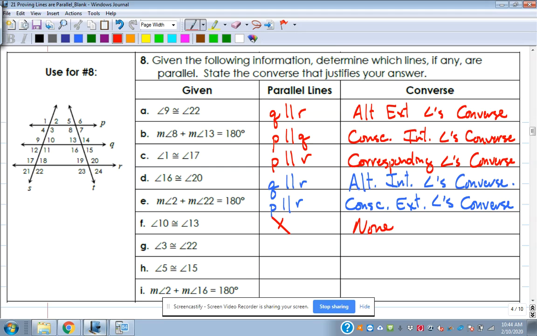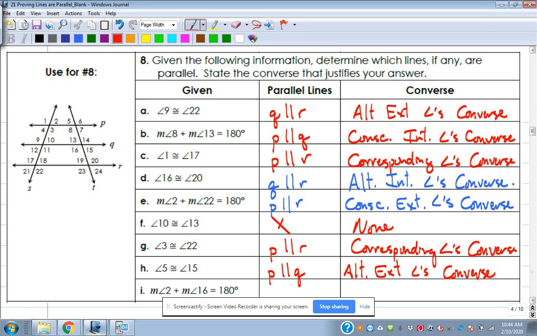3 and 22. Corresponding is the right one. They're on the same side. And what are our two parallel lines there? P and R with a transversal of S. P parallel to R. Corresponding angles converse. All right. 5 and 15. Alternate exterior angles. The transversal is T, and the lines are P and Q. Alternate exterior angles converse.